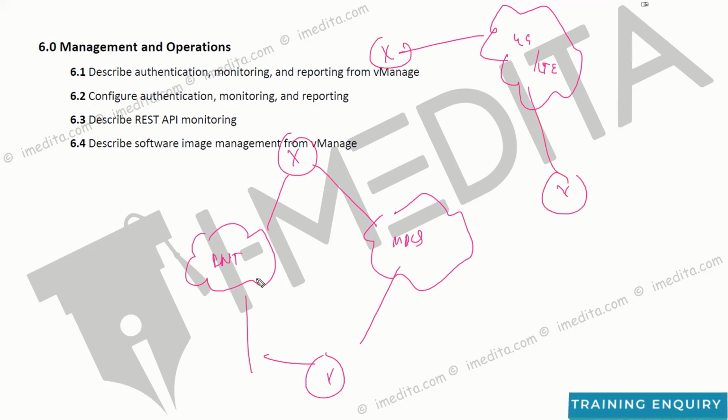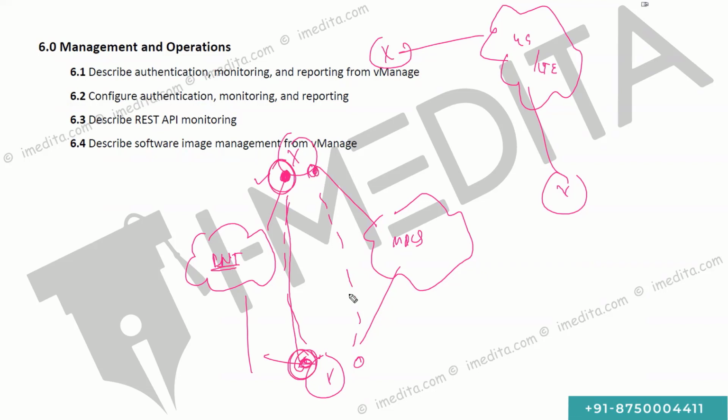SD-WAN based on Viptela, for example, will automatically form an IPsec tunnel from here to here, from here to here, automatically over all the available transports that it gets. So if these two devices are connected together using internet transport, an IPsec tunnel will be formed. If these two devices are connected together with the MPLS transport, an IPsec tunnel will be formed. Automatic. That is why in an SD-WAN deployment, it does not matter what transport you are using.